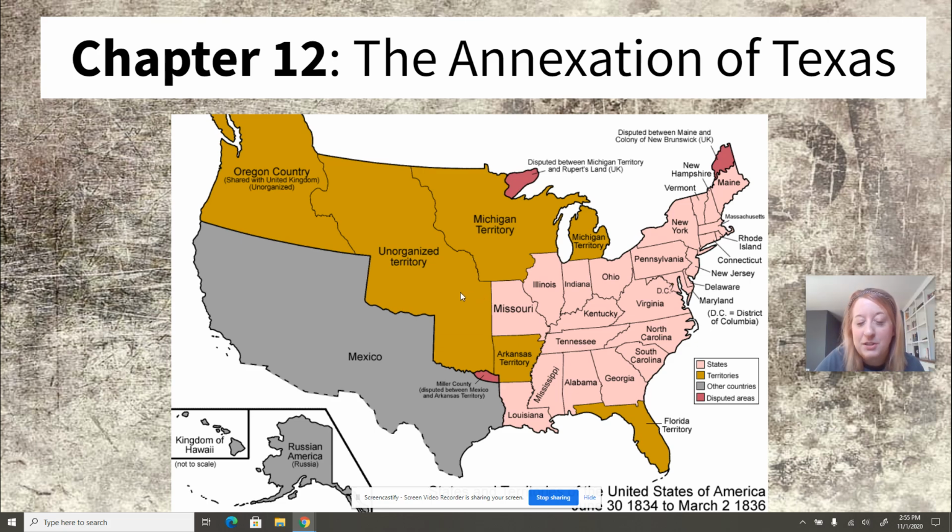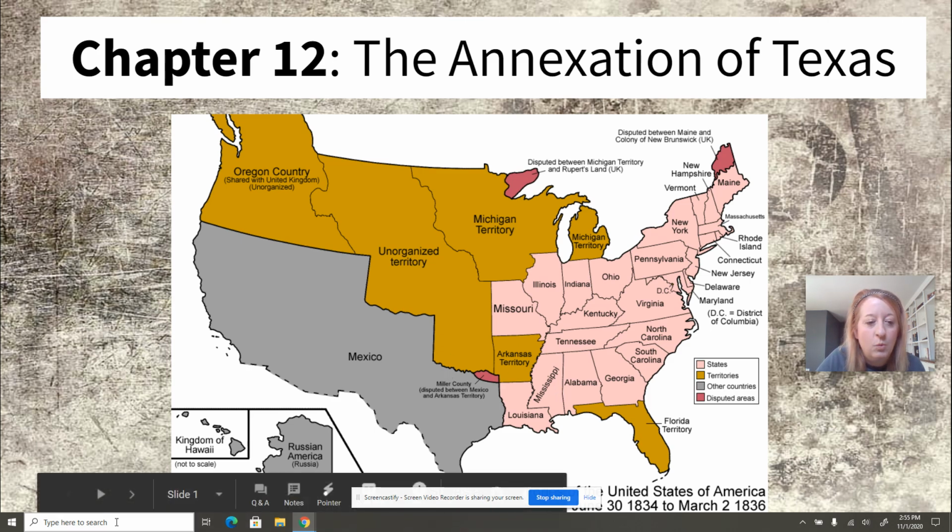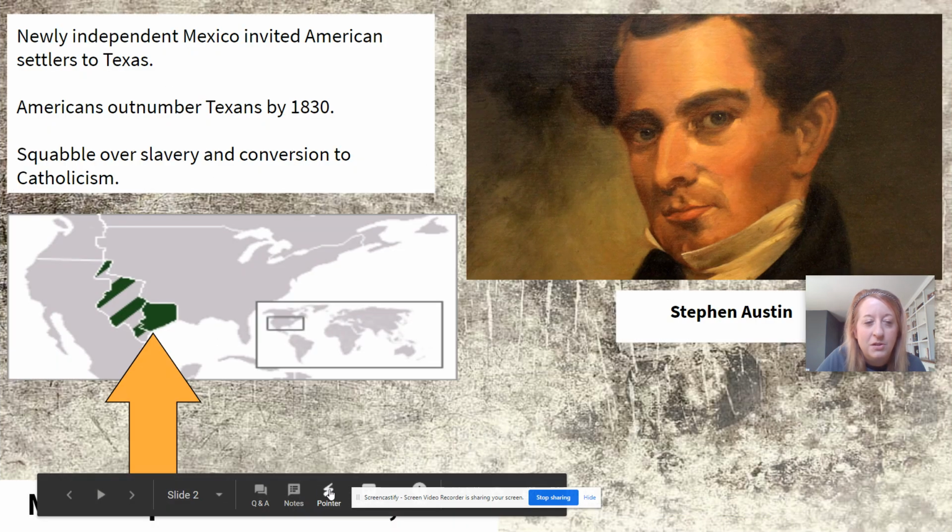Understanding what happened in Texas in the 1830s is crucial to understanding why the United States goes to war with Mexico in 1846. So this is the contextualization, if you will, of that very event.